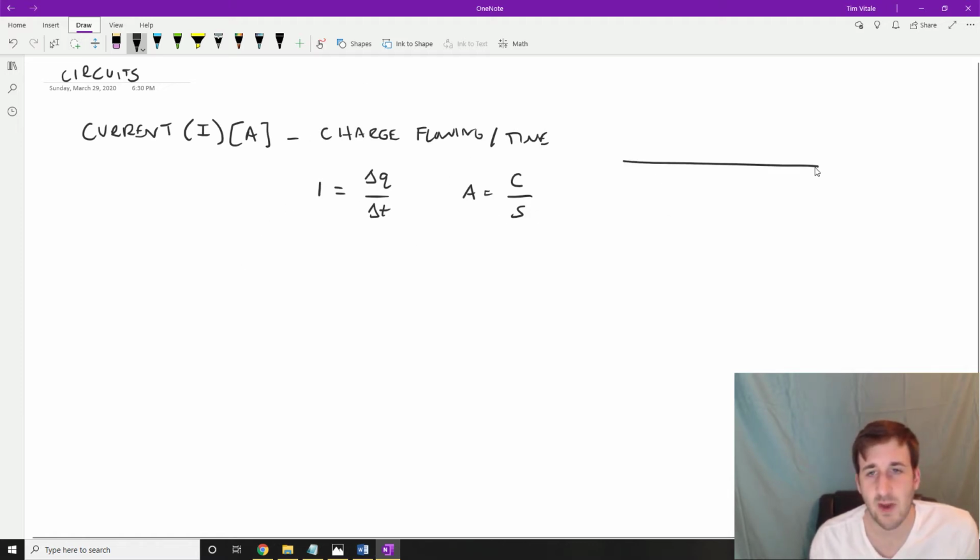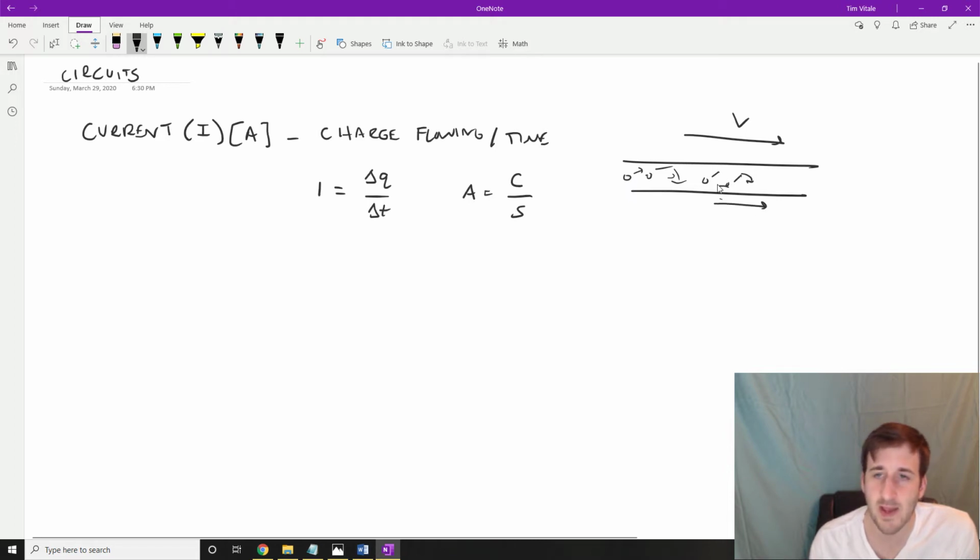So what that means is if we have a wire, we have some charges that are kind of bouncing around, and when we apply a voltage across them, that pushes those charges and they start to move down this way. And that moving charge is what we call electricity. So that's the basics there.